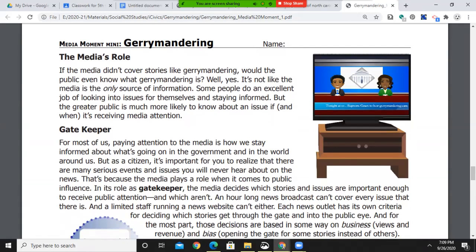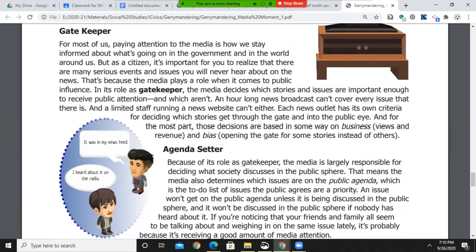So, the media's role. If the media didn't cover stories like gerrymandering, would the public even know what gerrymandering is? Well, yes, it's not like the media is the only source of information. Some people do an excellent job of looking into issues for themselves and stay informed. But the greater public is much more likely to know about an issue if, and when, it's receiving media attention.